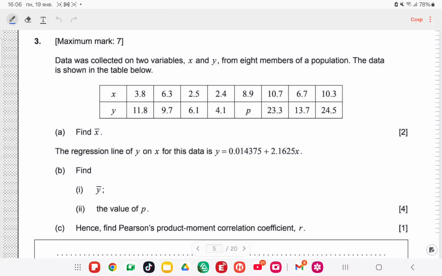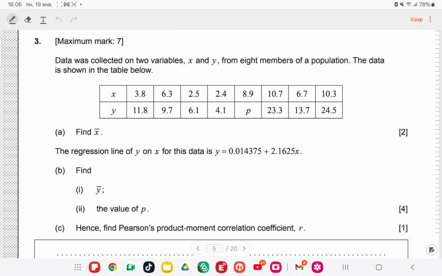Hello, in this video we consider question number 3 of Paper 2 Analysis and Approaches, November 2025 paper. Since it is calculator based, this question focuses on the calculator approach. So if you are ready, let's go.